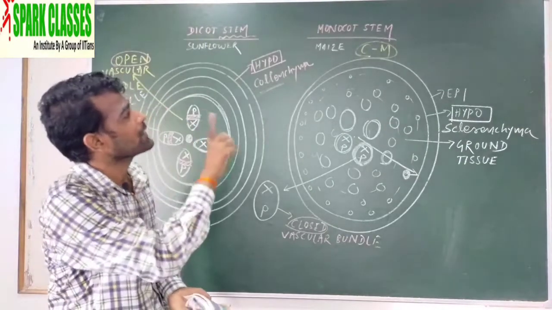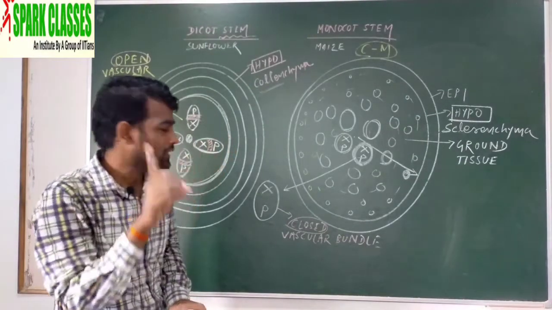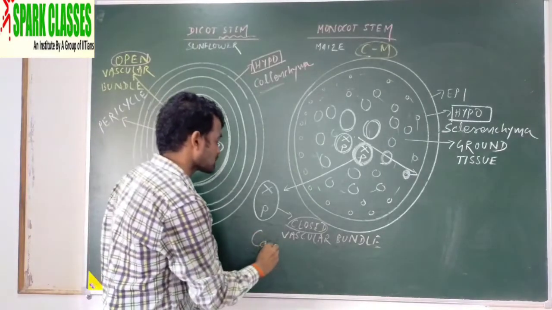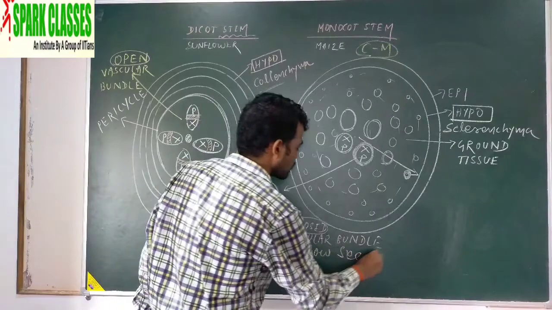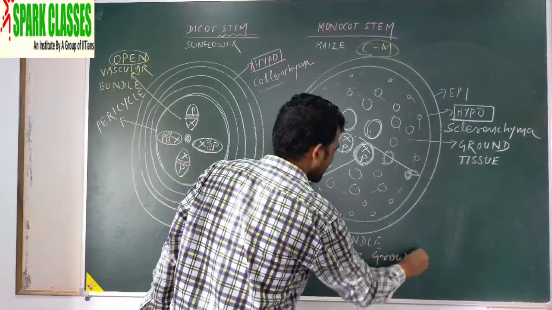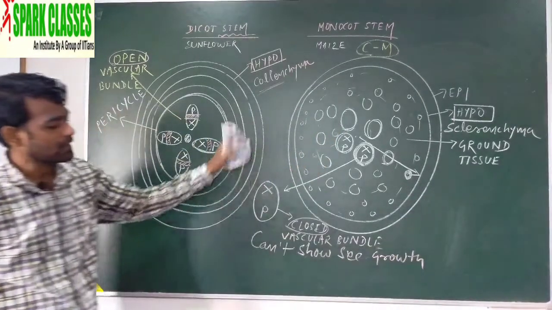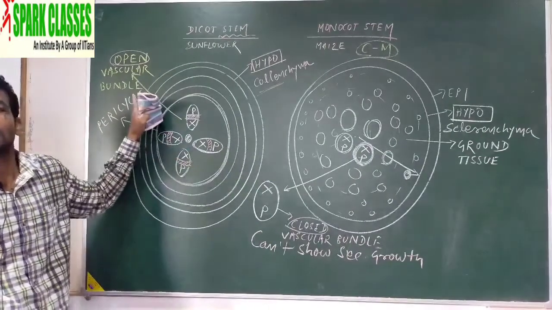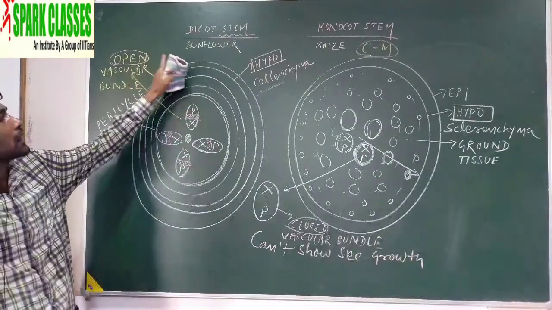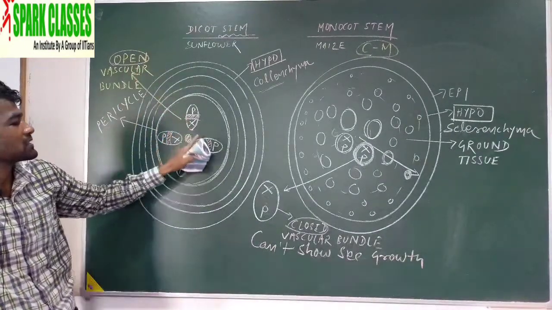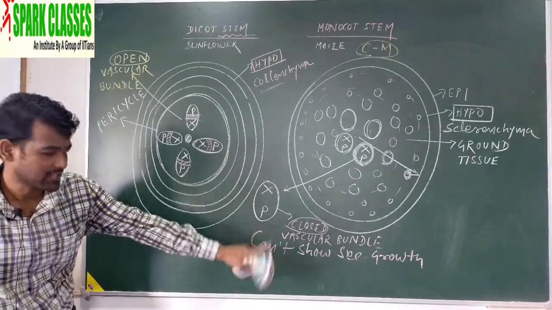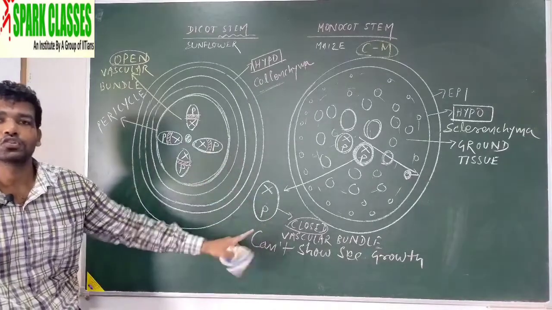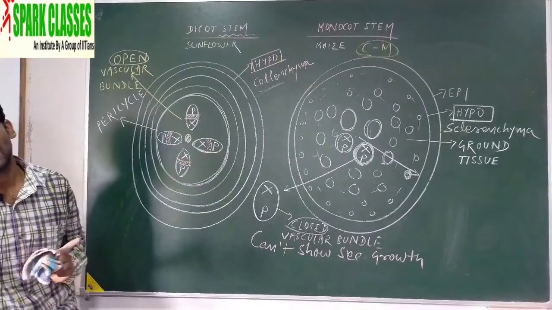You have to remember why monocot cannot show secondary growth. Secondary growth is absent. The monocot cannot show secondary growth, but dicot can show secondary growth. Dicot plants can show secondary growth because cambium is present, but here cambium is absent. So that's why these are closed and secondary growth is absent.